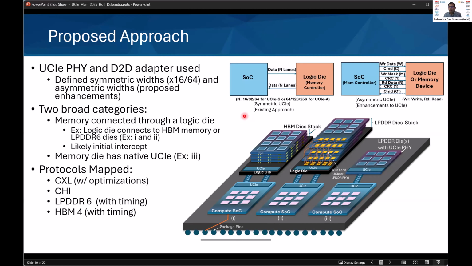There are two broad categories, right? Two broad architectures. One of them is that the memory is connected through a logic die. So in this example, you've got the SoC, you connect using UCIe to the logic die, and the logic die in turn connects to a stack of HBM, or in the second case, to a stack of LPDDR dies, right? And this can be wire bonded in the LPDDR case. This PHY can be, by the way, an LPDDR PHY, or it can even be a UCIe PHY. This is a much easier intercept, right? The industry is already moving towards the logic die being in the logic process node.